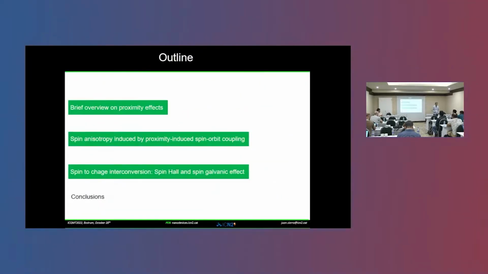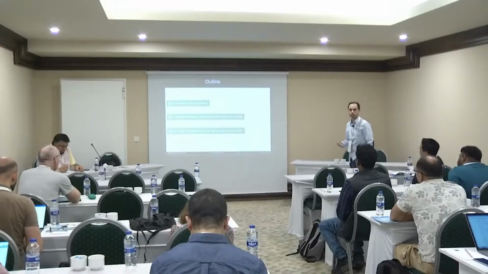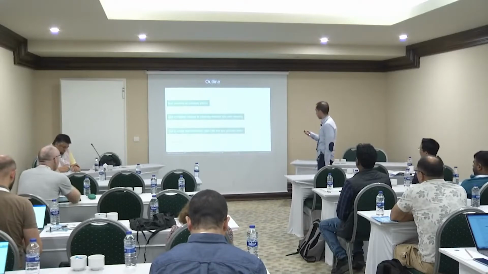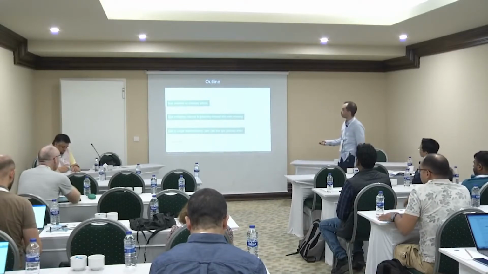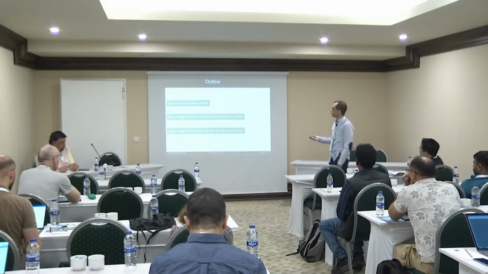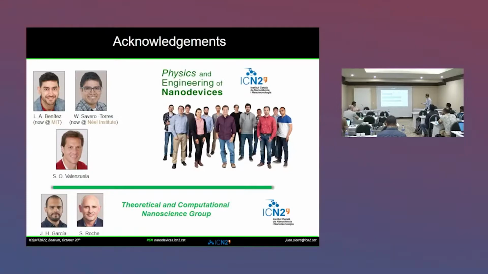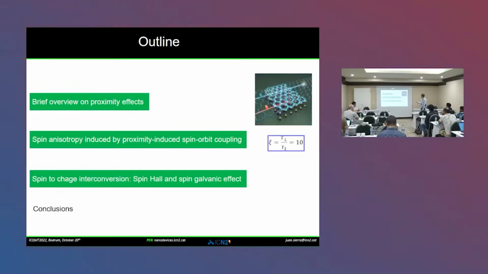So this is the outline of my talk. I will try to give a brief overview of proximity effects in van der Waals materials. I will also show you spin anisotropy experiments induced by proximity-induced spin orbit coupling. What I will show you here is that by attaching graphene together with a high spin orbit coupling material like transition metal dichalcogenides, you can strongly modify the spin dynamics in the system.